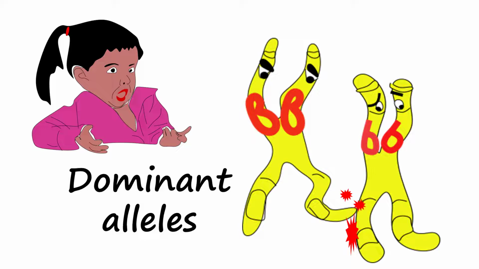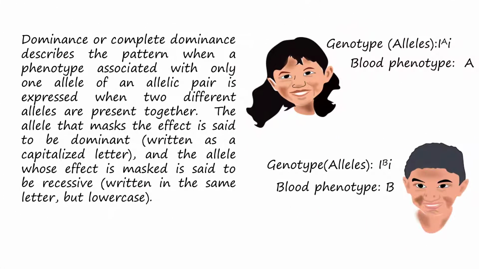What is a dominant allele? A dominant allele is an allele that masks the effect of the other allele in a heterozygote, that is, an individual having two different alleles, and the dominant allele is represented or written as a capitalized letter. The allele whose effect is masked is said to be recessive and is written in the same letter but in lower case.